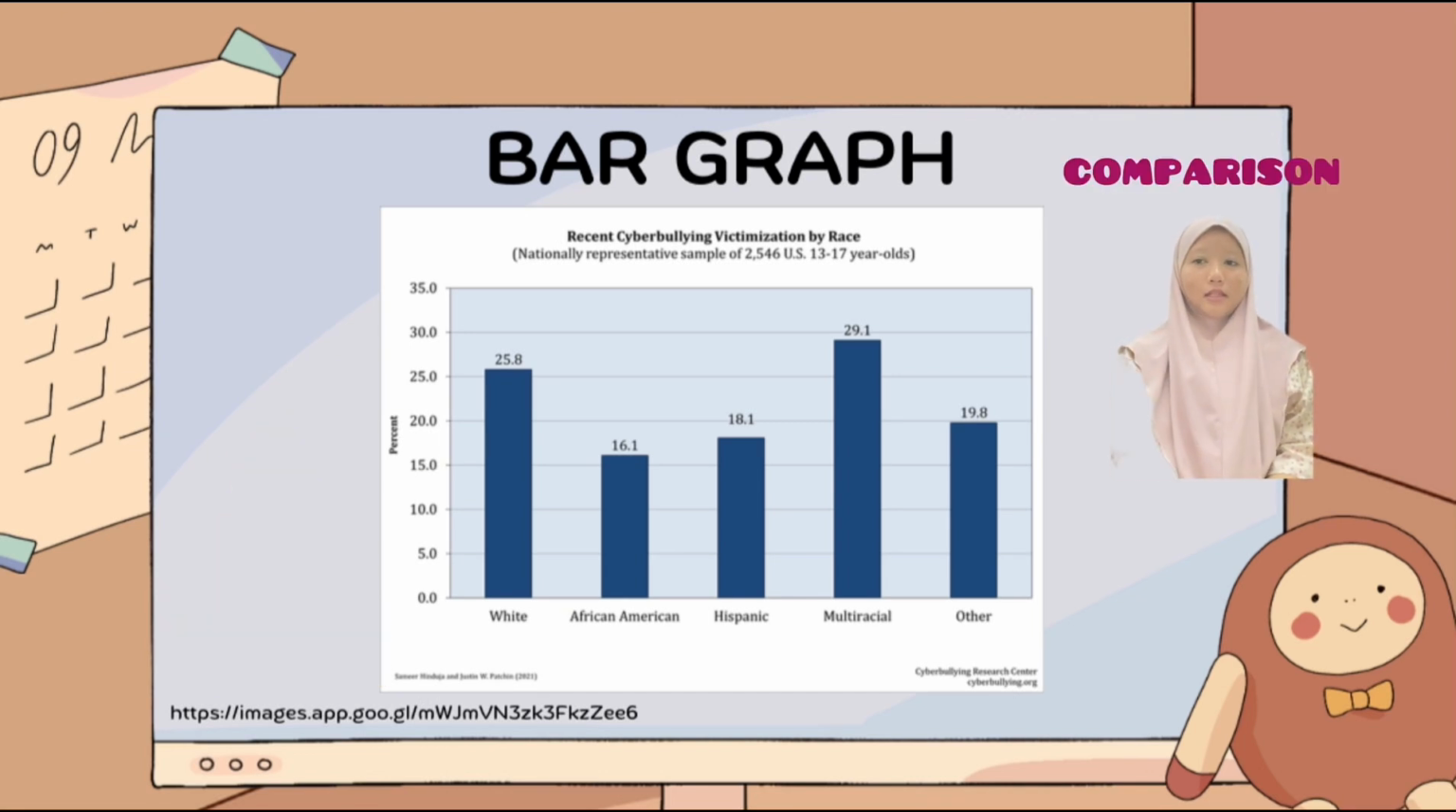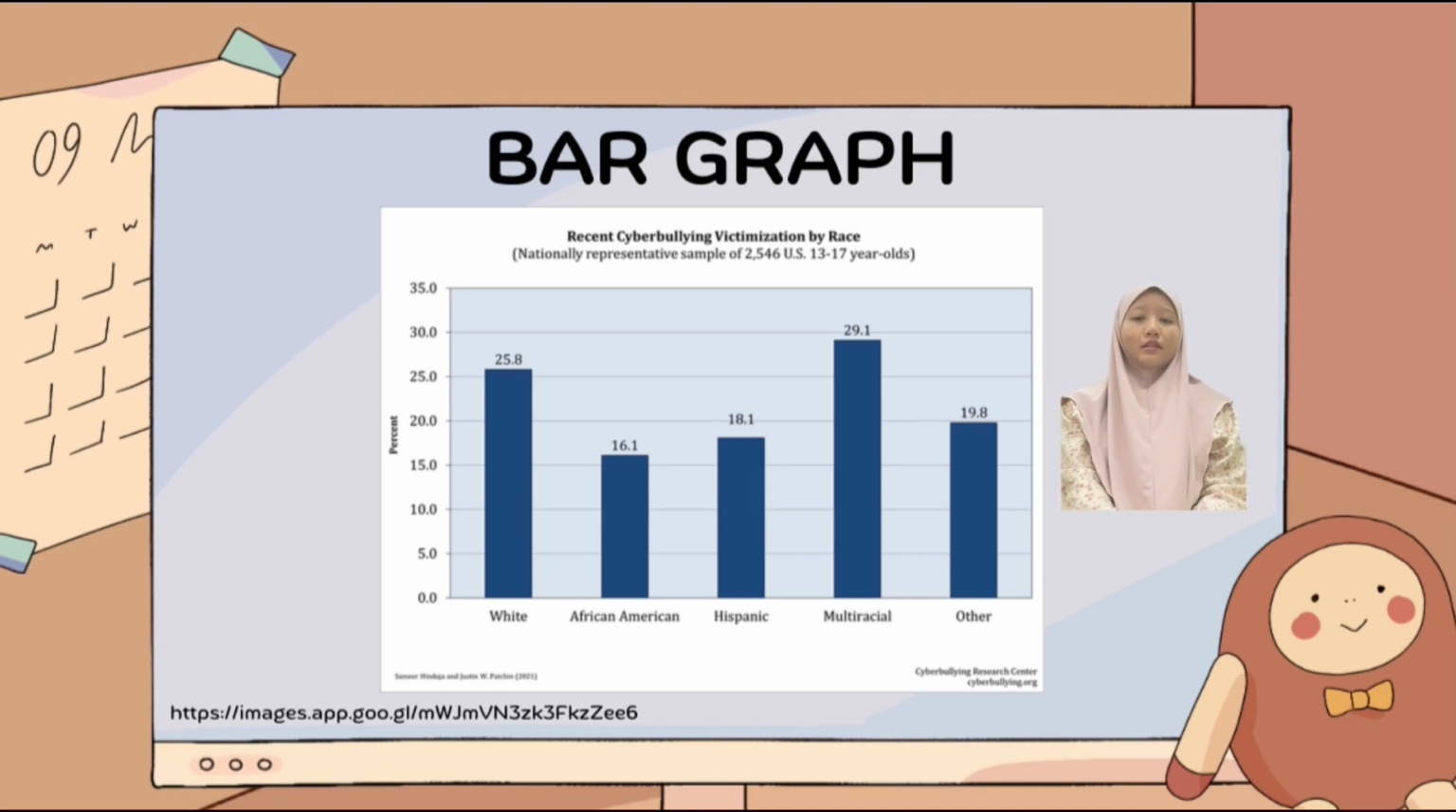For the first comparison, African Americans have dramatically lower victims of cyberbullying, at 16.1%, compared to multiracial, which has the highest percentage of victims, at 29.1%. Second, for white races, with a percentage of 25.8%, the number of victims was subsequently higher than Hispanic, at 18.1%. Other races, at 19.8%, were a little higher than Hispanic, at 18.1%.